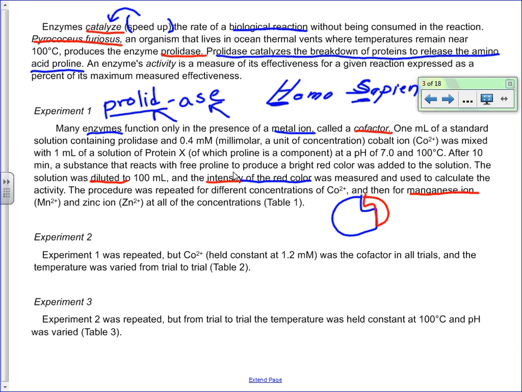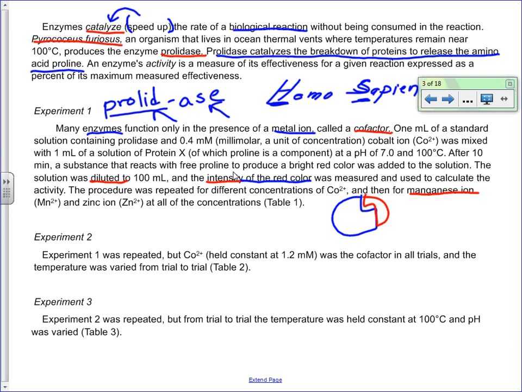Manganese is an element. All right, it's one of the elements in the periodic table. An ion is just a differently charged version of the element. All right, we have 2 more paragraphs left. Let's take a look at experiment 2. Who would like to read experiment 2 for us?